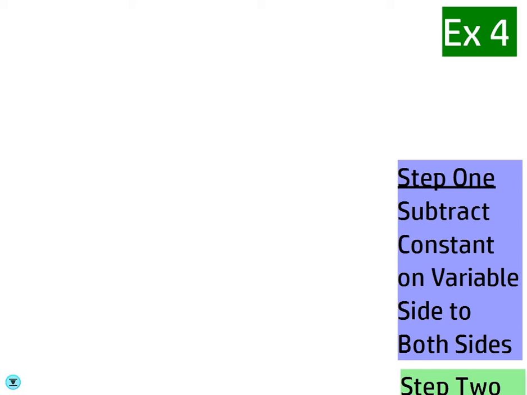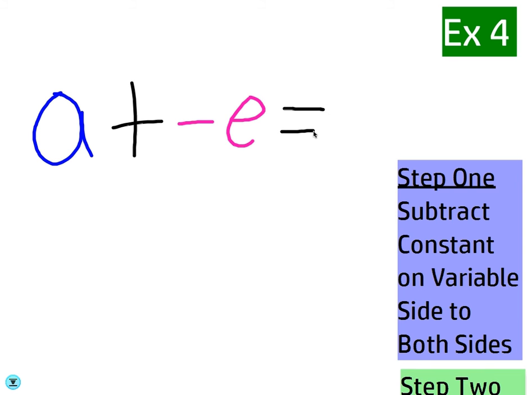Okay, next example. We'll make it a little bit, I guess you could say harder, but not really. We're going to do a plus negative e equals e. So let me ask you first of all, which one is the variable? A. A, right? E is a constant number.